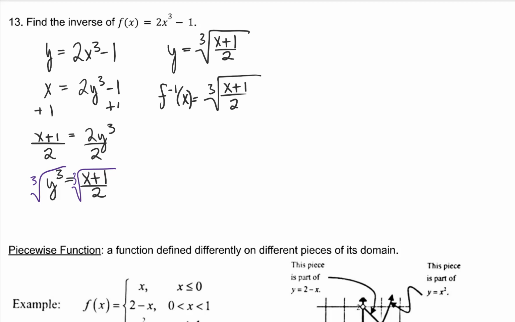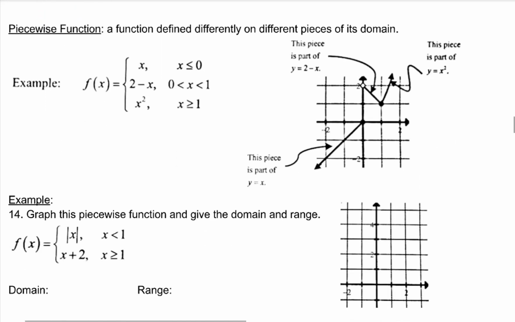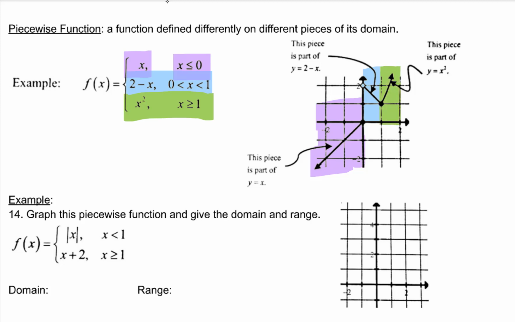There's our inverse function. A piecewise function is a function defined differently on different pieces of its domain. For example, when x is less than or equal to 0, our function is just x. And you can see that for the piece less than or equal to 0. When x is between 0 and 1, we have the line 2 minus x. This right here is classified as a jump or a break in the graph. And from x greater than or equal to 1, we have x squared. So when the x's are greater than or equal to 1, we have part of a parabola.